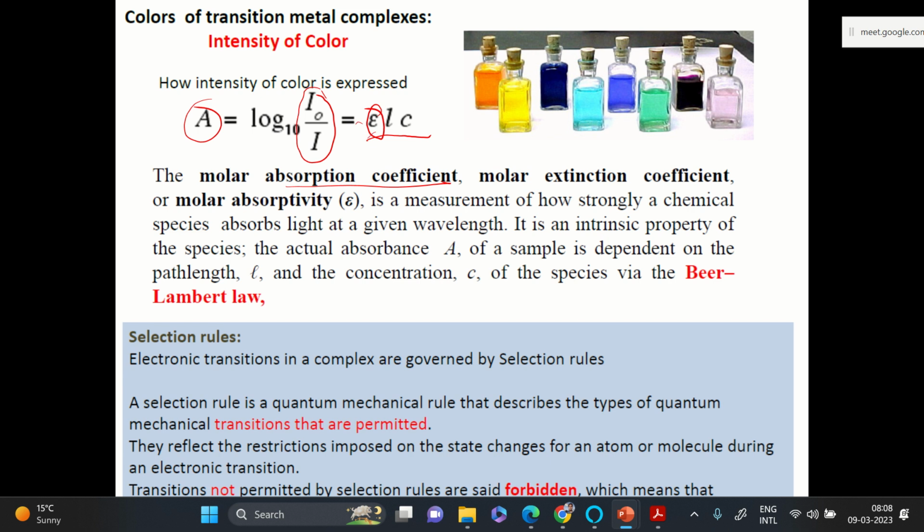Okay, and if the molar extinction coefficient is high, more photons will be absorbed of a particular wavelength, and then we say that the color will appear intense because epsilon is high. So molar extinction coefficient epsilon gives you the intensity of color, and is directly related to this stronger absorption. Okay, so we are going to account for all these things in this discussion.